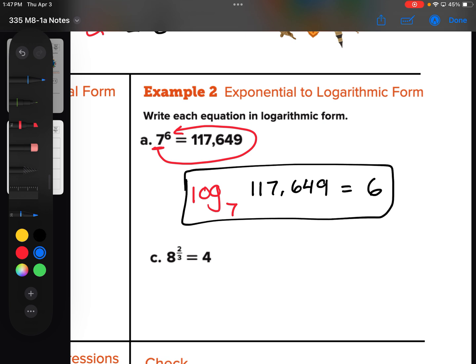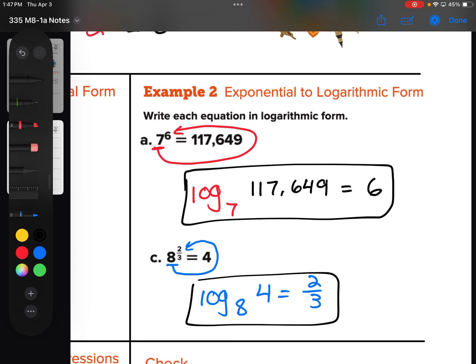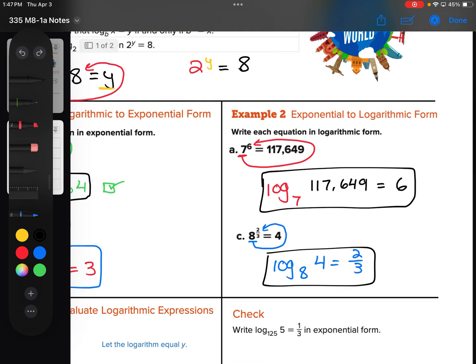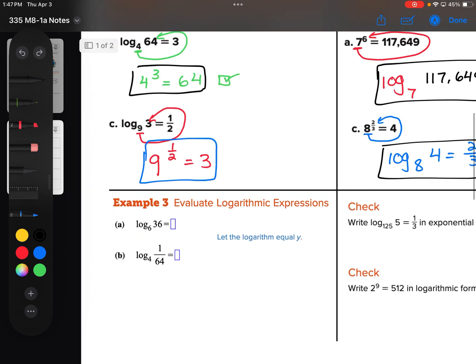Same thing here with the 8. Start with your 8, take it around the world. So log base 8 of 4 is equal to 2/3. And you can type these in your calculator too to get the answers as well, but we'll say more on that once we get to the calculator.